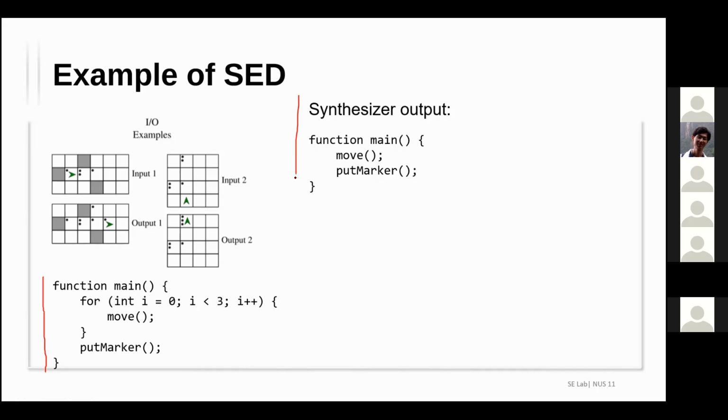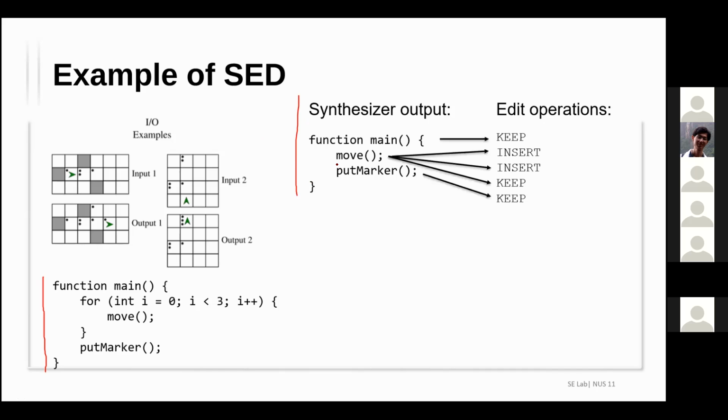The idea is that they want to use some form of debugging where it looks through the program itself and determines what lines to keep, and what to remove, replace, or insert. In this case, the difference between this synthesizer output and this Go program is that I'm actually moving 2 times more. So over here we can see that they insert the move line 2 more times.